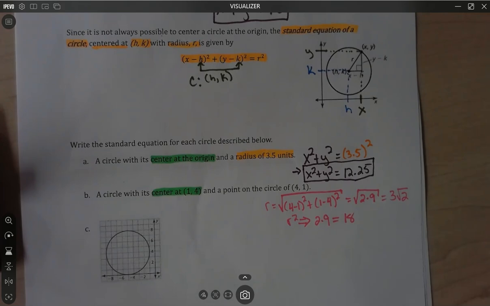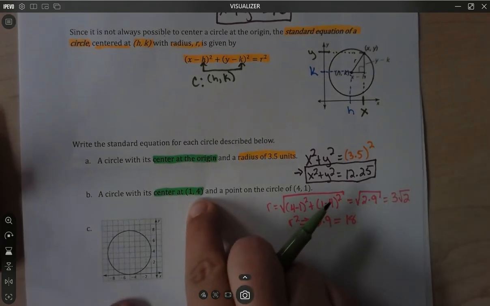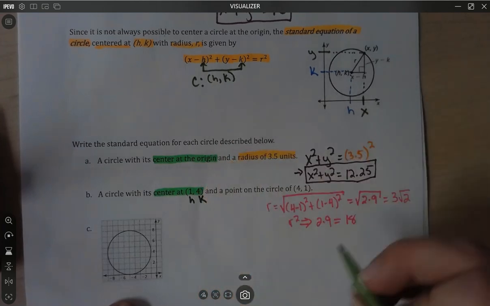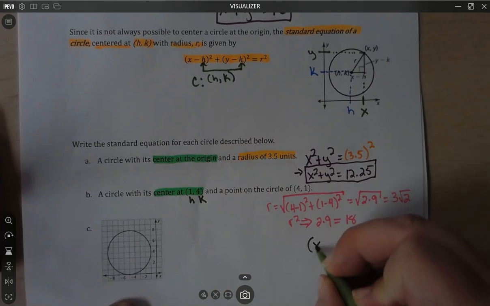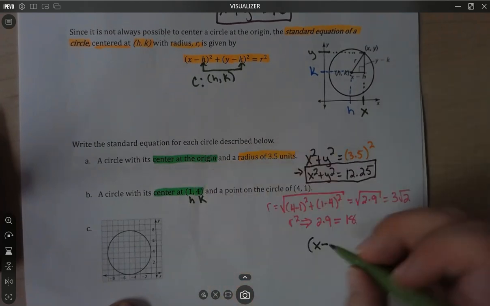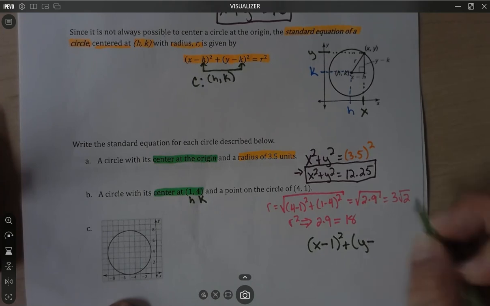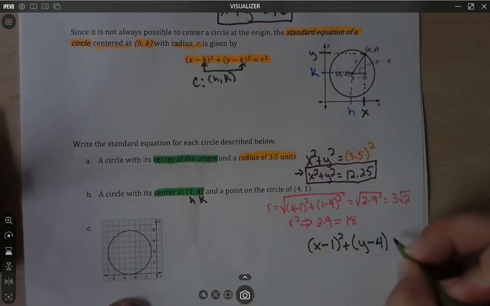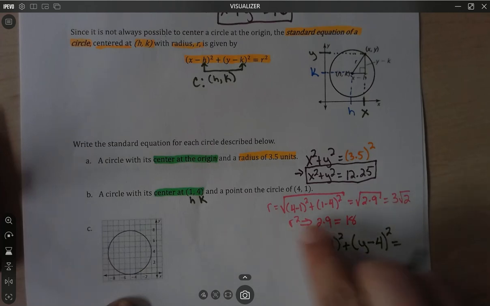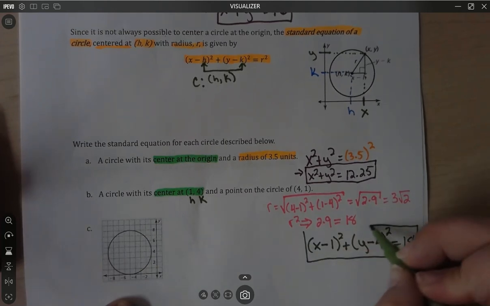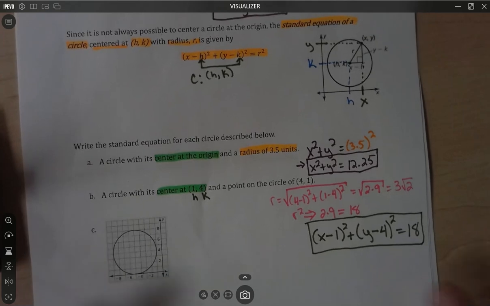But I digress. We're centering at (1, 4). So this is my H, and this is my K. So my formula: (x minus h) squared plus (y minus k) squared equals r squared. So there is the equation of my circle. Well, this one has those extra steps, but it's very doable.